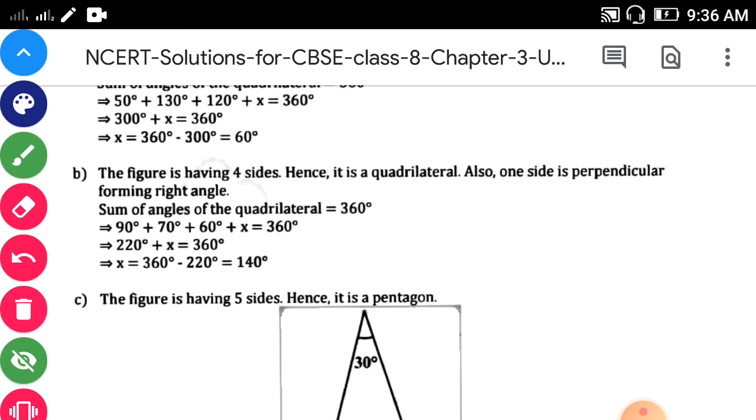So 90 plus 70 plus 60 plus x is equal to 360 degrees. The sum of 90 plus 70 plus 60 is 220, plus x is equal to 360. So x is equal to 360 minus 220, which is 140.